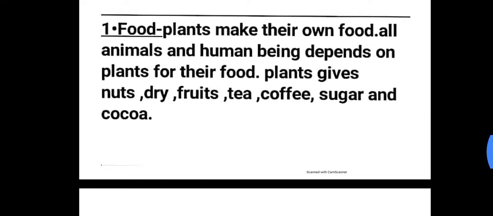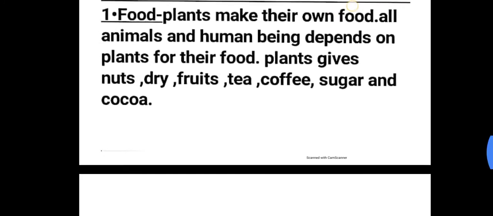We are getting different foods from the plant. As you know, plants make their own food with the help of air, water and sunlight. Not only we, but also all animals and human beings depend on plants for their food. Plants give us nuts, dry fruits, tea, coffee, sugar and cocoa.